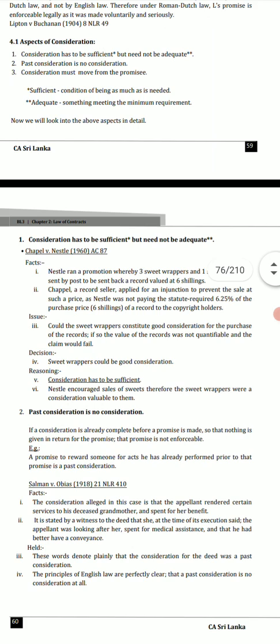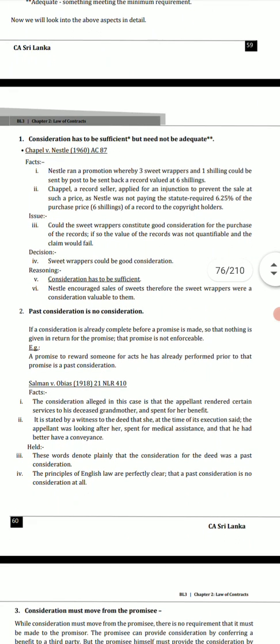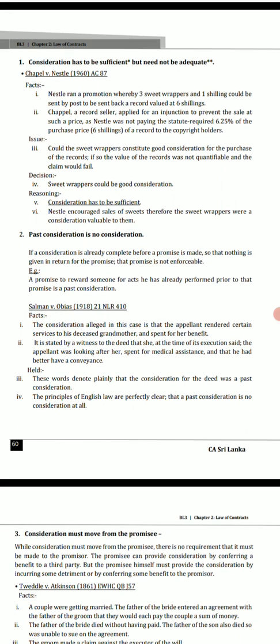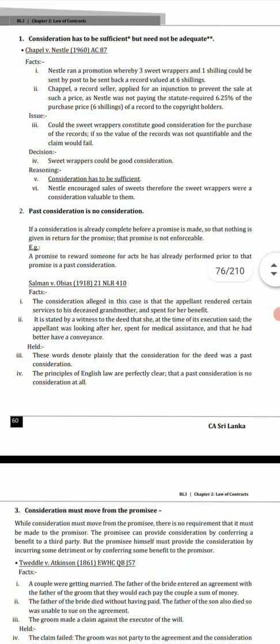So consideration has to be sufficient but not need to be adequate. Chappell versus Nestle. Nestle ran a promotion: for 3 sweet wrappers and 1 shilling, a record with a value of 6 shillings was sent. Chappell, the record copyright holder, raised the issue: could the sweet wrappers be good consideration for the purchase of the record? If the value of the wrappers was not quantifiable, the claim would fail. Decision: sweet wrappers could be good consideration. Reasoning: consideration has to be sufficient. Nestle encouraged the sale of sweets, so the sweet wrappers were a consideration of value to them. An interesting case apparently.